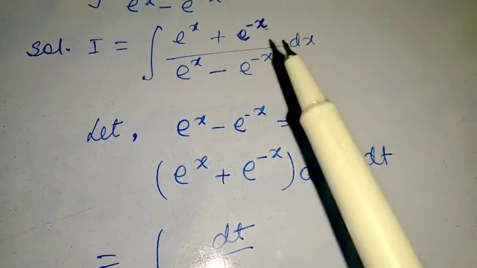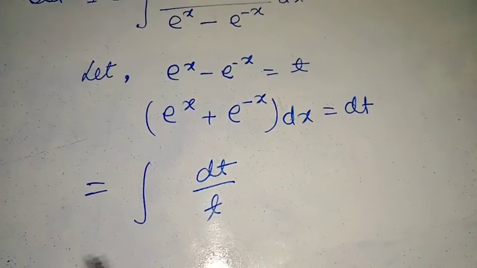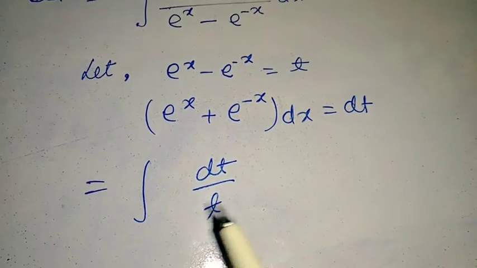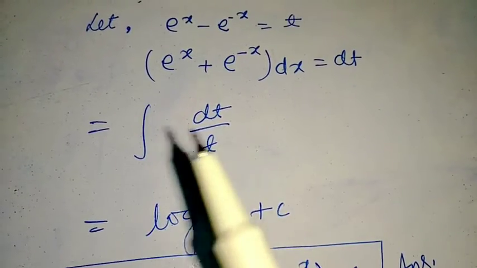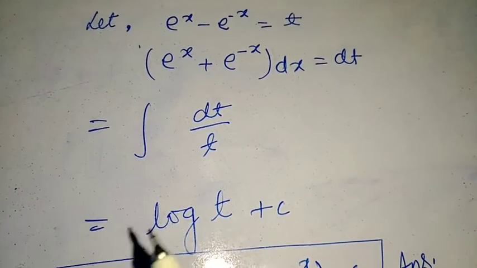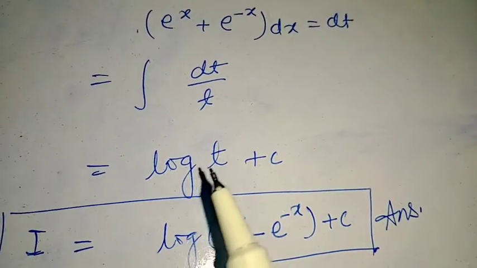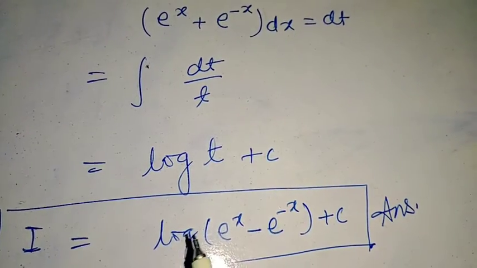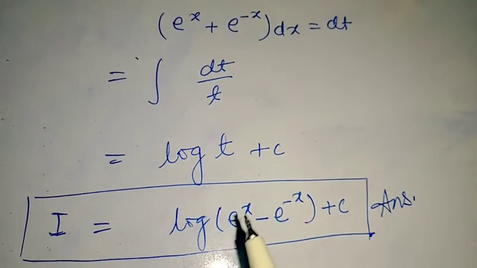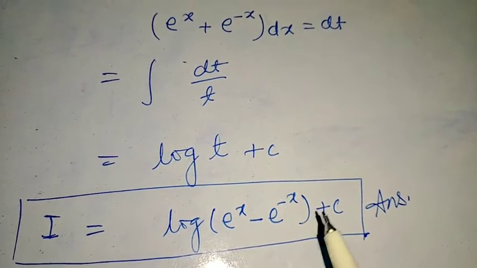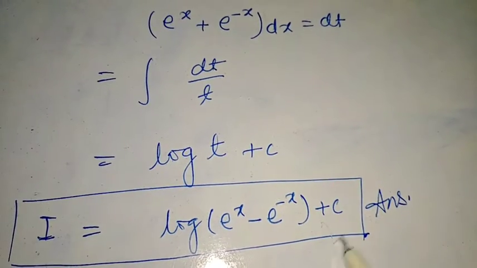So here we will write this in the form of t. So it will be integration of dt upon t. So when we integrate this, we'll get log of t plus c. So we can put the value of t. So it will be I is equal to log of e to the power x minus e to the power minus x plus c. So this will be the answer.